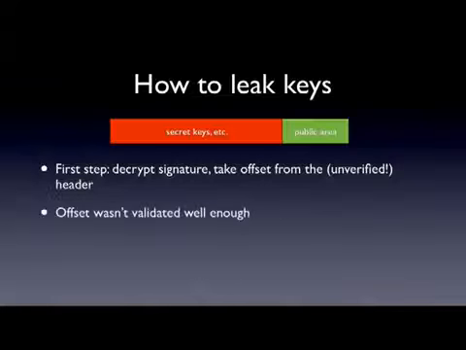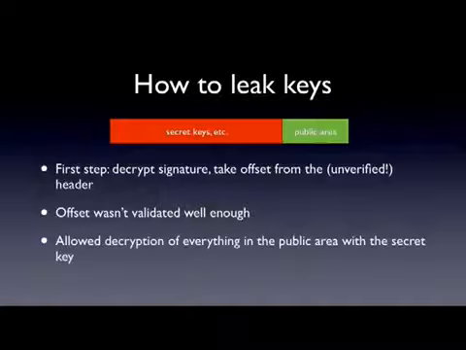And obviously, the offset in the header to the signature wasn't validated enough. So what it would do, it would copy our payload from the public area to our secret area. And then we set the offset to the signature to a really, really huge value. Doing that, we could just make it decrypt anything we wanted in the public area. So I hope that makes sense. You just set offsets to very high values and see if you can get it to decrypt something you did not want it to decrypt.